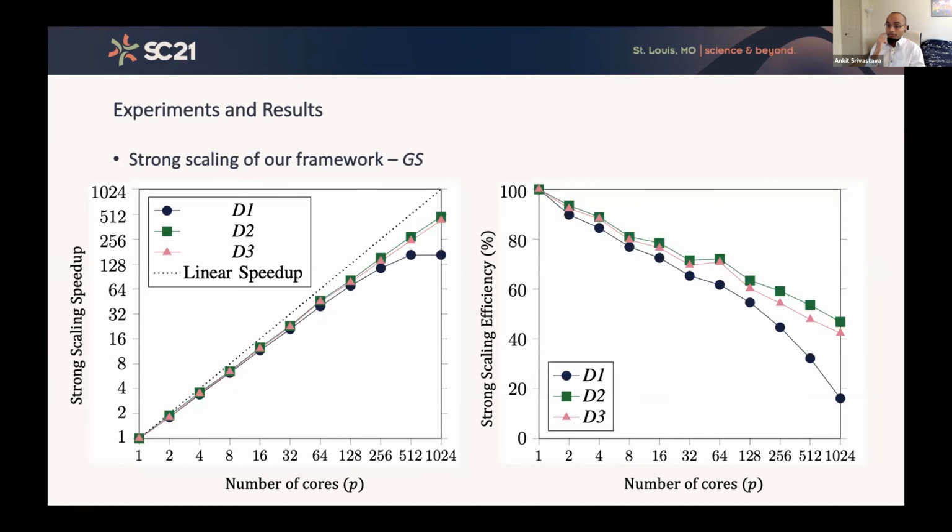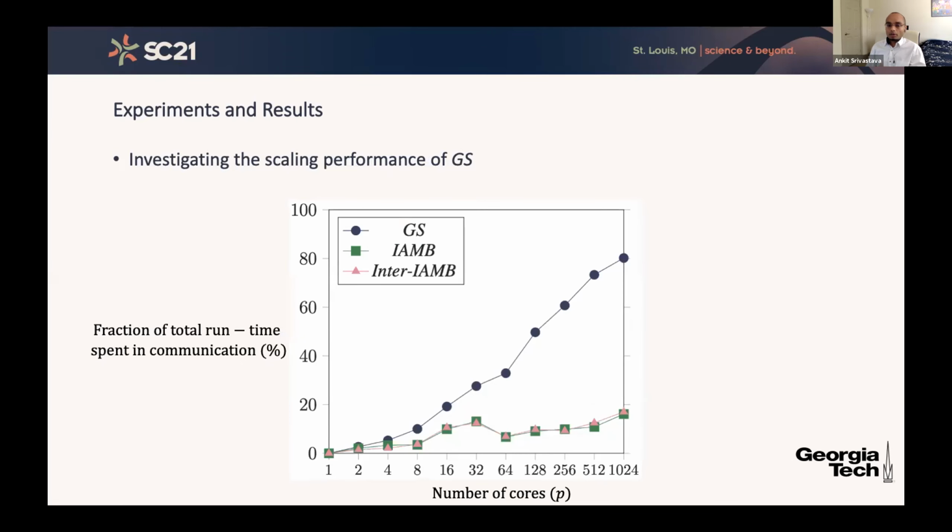For GS, however, we saw that even for the bigger data sets, the scaling is pretty bad. The efficiency goes to 40% on 1024 cores as compared to the other two algorithms. I shouldn't say it's objectively bad, but as compared to the other two, it's not great. So we investigated this further, and in order to do that, we measured the runtime that these implementations spent communicating as a fraction of total runtime.